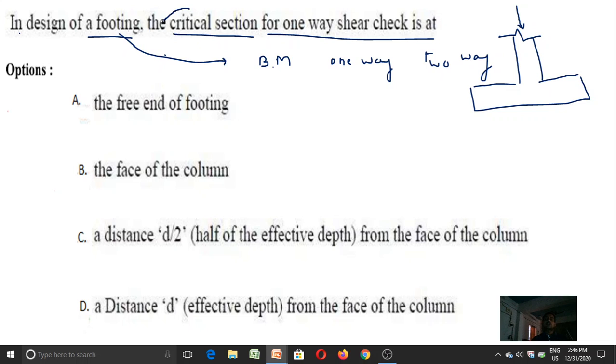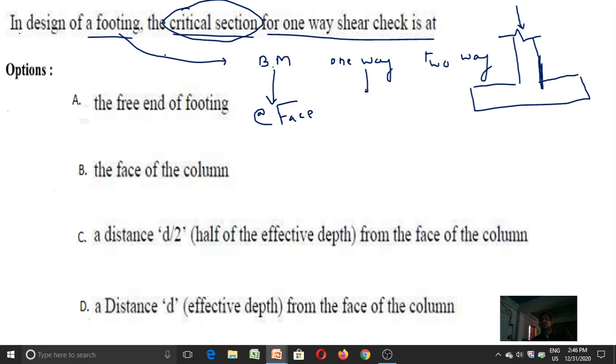First of all, what is the critical section? The critical section is a section where failure occurs in the footing. So the critical section due to bending moment in the footing is at the face of the column. Where is it? At the face of the column. So this is a column. Here we have a critical section for bending moment.